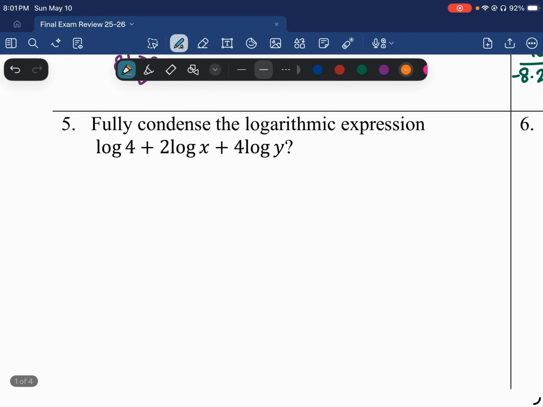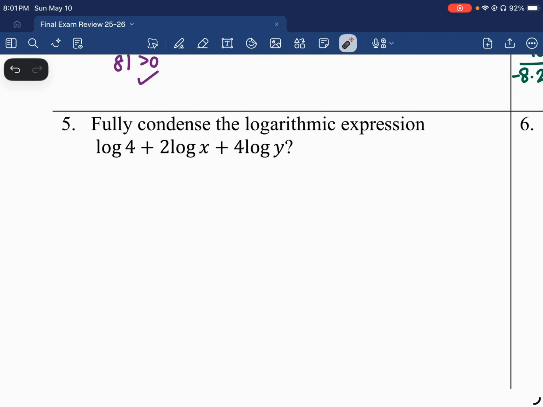Number 5, fully condense the logarithmic expression. Condensing involves taking lots and lots of logarithms and smushing them down into preferably one. In order to do this, we have to make sure that our bases are the same. So look at all the logarithms in the expression and make sure they're all the same base. We have log with no base, which means that it's the common log, so it is assumed to be a base of 10, which they all are, so we're good in that case.